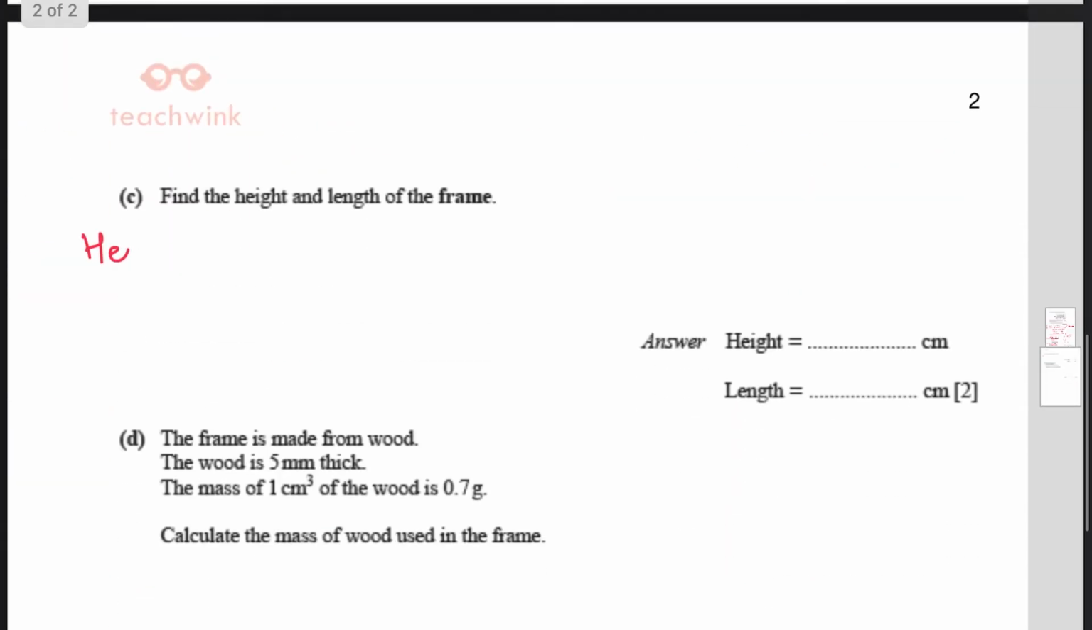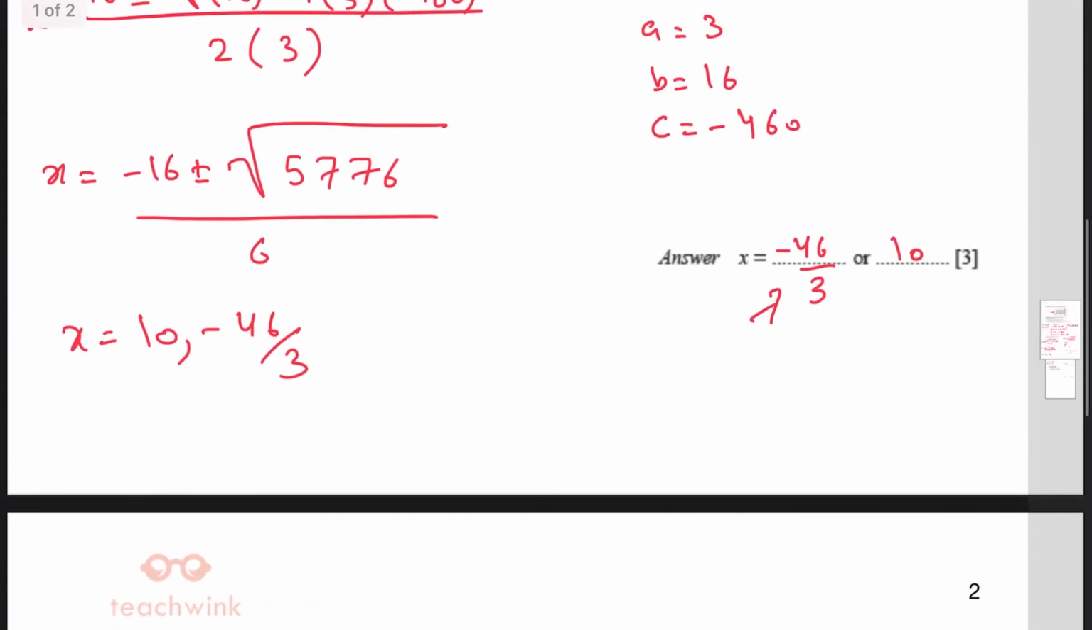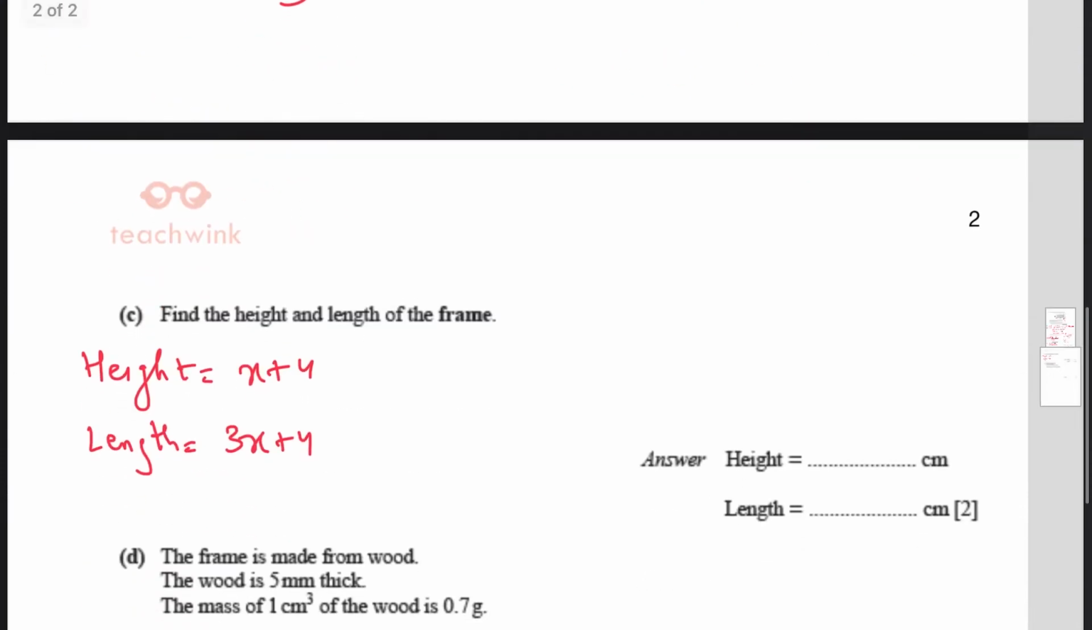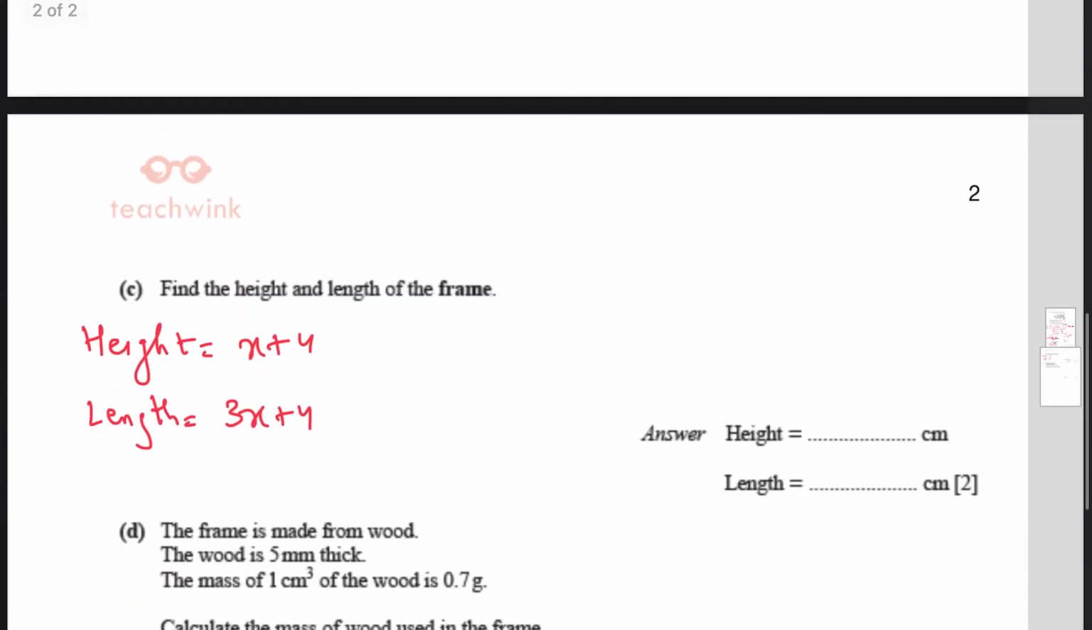So the height was x plus 4 and the length was 3x plus 4. But since we know the values of x, negative 46 over 3 and 10, we use these values to find the length and height of the frame.